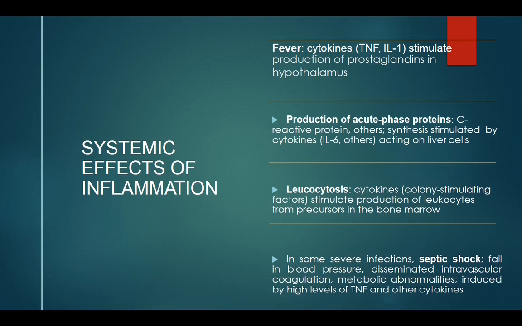What are the systemic effects of inflammation? What happens to your body in inflammation? There will be fever because of interleukin 1 and TNF. These are the cytokines which stimulate production of prostaglandins in the hypothalamus. Hypothalamus is also known as the temperature regulating organ.